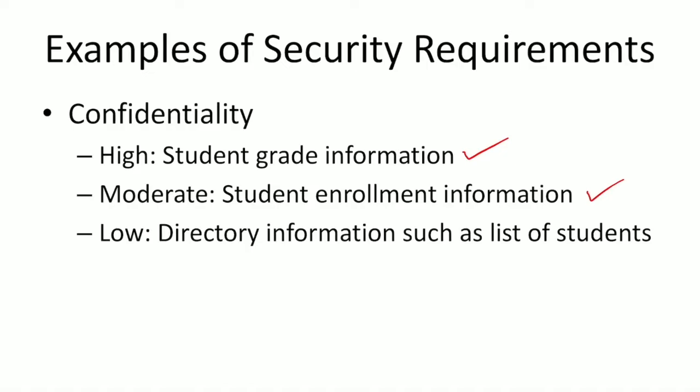On the other hand, student enrollment information may have a moderate confidentiality rating. This information is also covered by FERPA, but it is seen by more people on a daily basis and is less likely to be targeted than grade information and results in less damage if disclosed. Directory information, such as lists of students, has a low confidentiality rating since it is freely publicly available to all and is published on the school website.